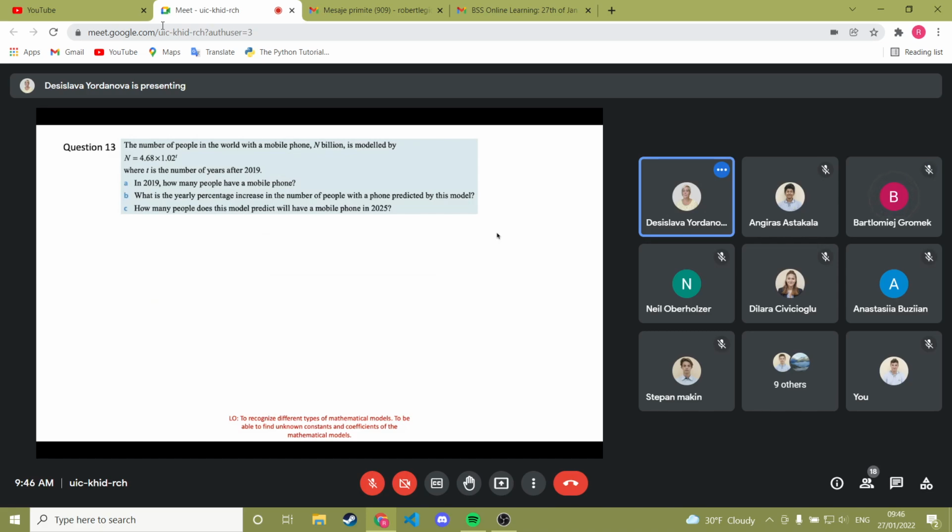Nope. And how many people does this model predict will have a mobile phone in 2025? What do we need to do here? Plug in 6. Yeah, t equals 6, because 2025 is 6 years after 2019. It's 5.27 billion. Questions?